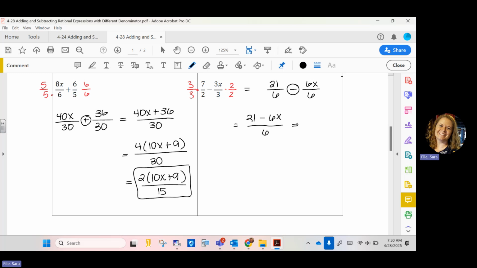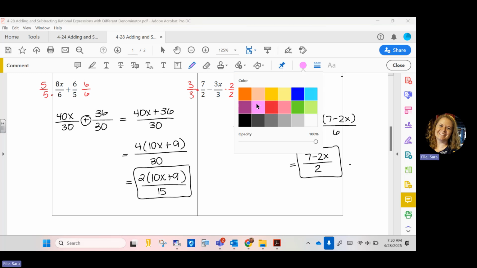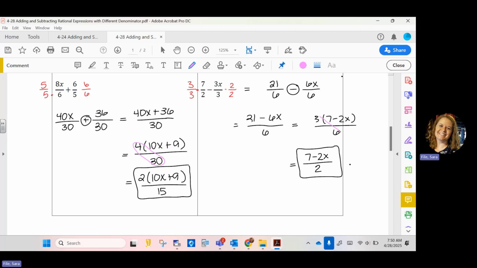A 3 can factor out of 21 and 6, right? So that would be 7 minus 2x that you're left with. And then the 3 over 6 reduces to 1/2. You don't have to write the 1. If you want to put 1 and then keep that in parentheses, you could, but this is how I would write it. Okay, so again, we are reducing these fractions. We were able to reduce on both of these.